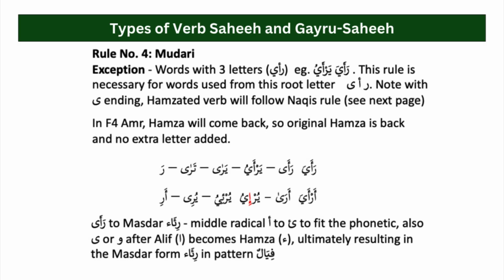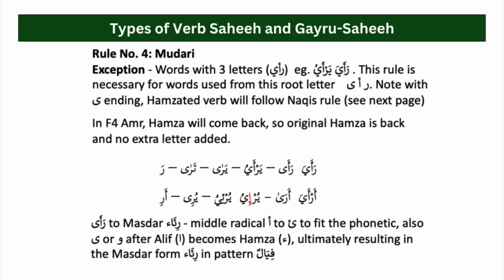Rule number 4, mudari exception. Now the slide moves to a special exception in the mudari. It mentions 3-letter words like ra'a, yara. This is an important section because such words are used frequently and Arabic lightens them in actual usage. The slide also notes that with a ya ending, the Mahmuz verb will follow the Naqis rule in some patterns. So here the student must understand that one irregular feature can interact with another. Ra, yarayu, yara, tara, ra, ara, yuriyu, yuri, ari.